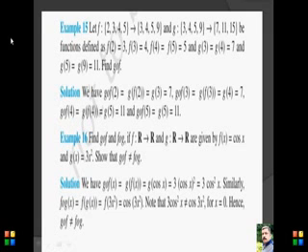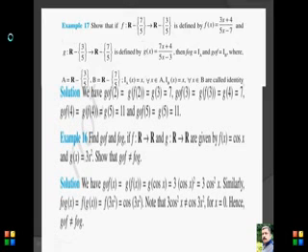Similarly, (f∘g)(x) = f(g(x)) = f(3x²). This is equal to cos(3x²). Note that 3cos²x is not equal to cos(3x²). Hence g∘f is not equal to f∘g. So this is example number 16.